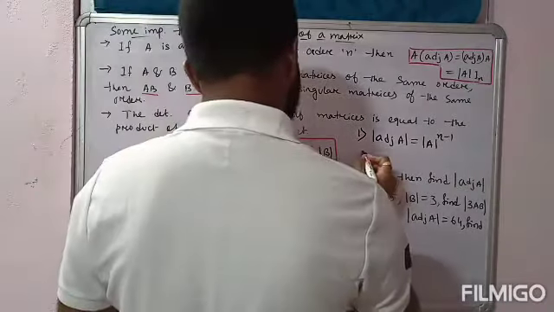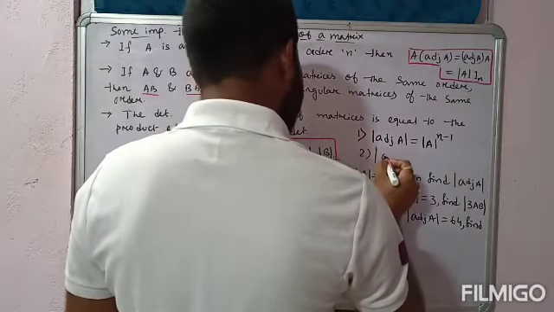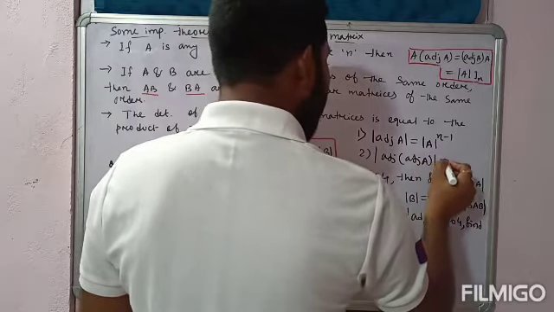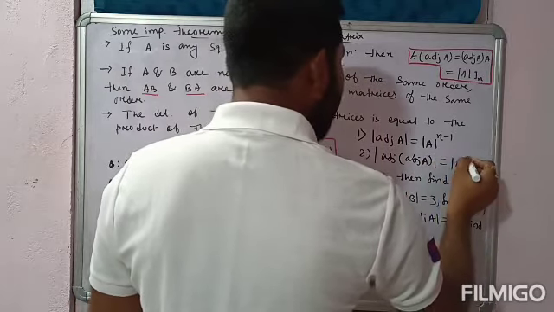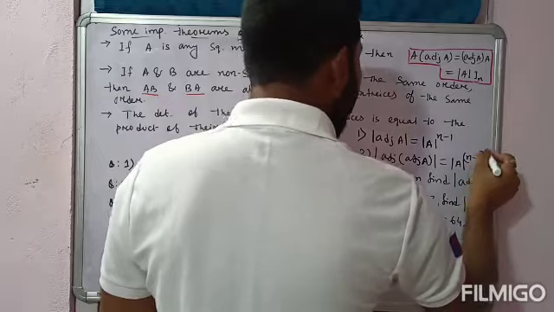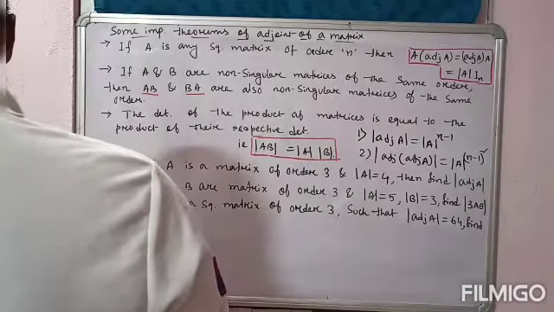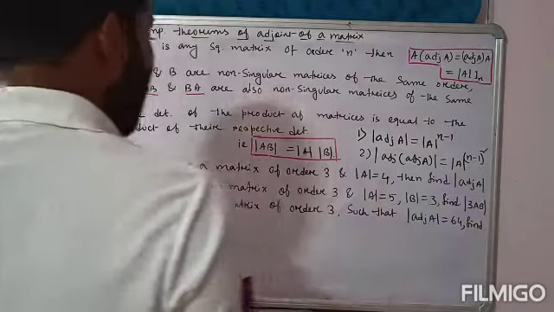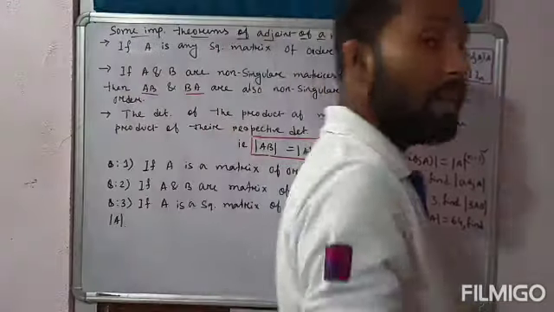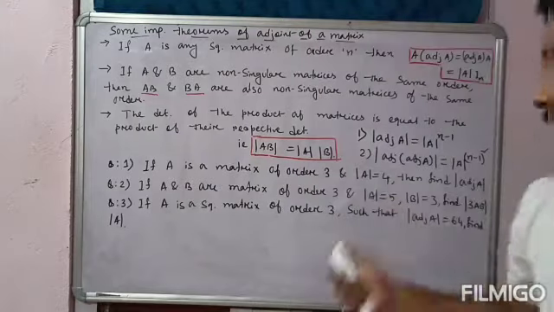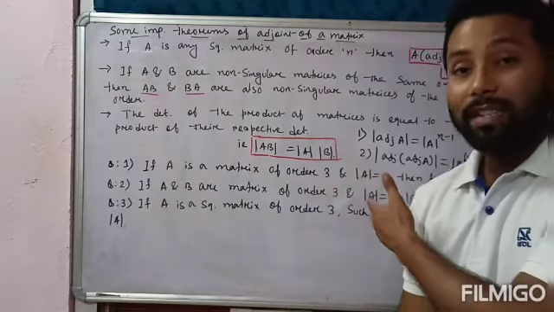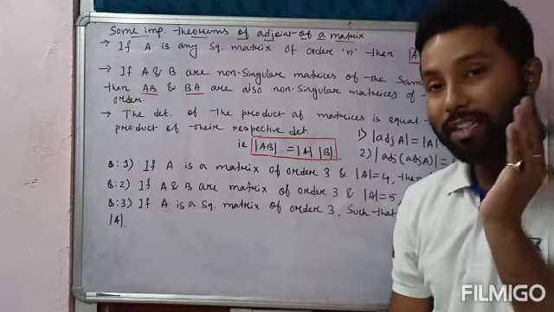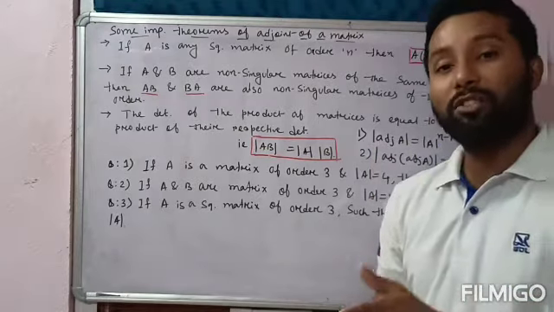Next one is determinant of adjoint of A, this is equal to determinant A whole to the power n minus 1 whole square. Okay, this was also a theorem. And one more, just now I have written, adjoint of AB is equal to adjoint of B into adjoint of A.